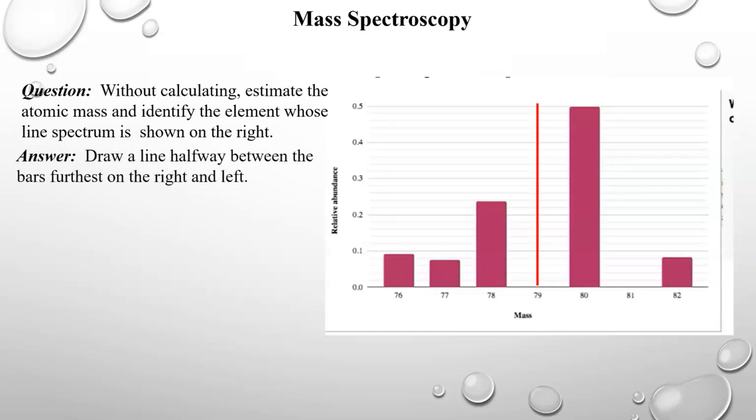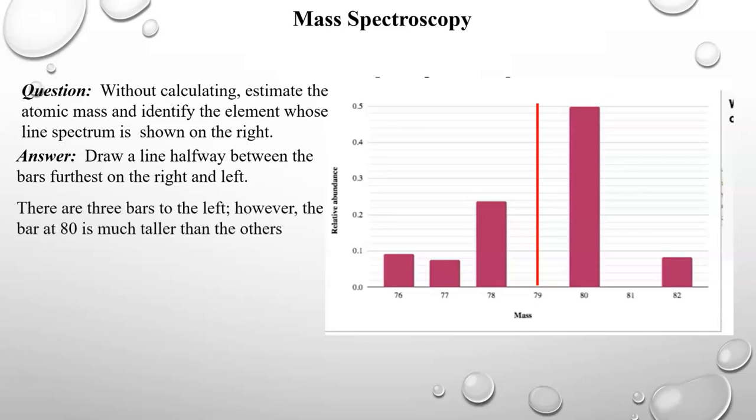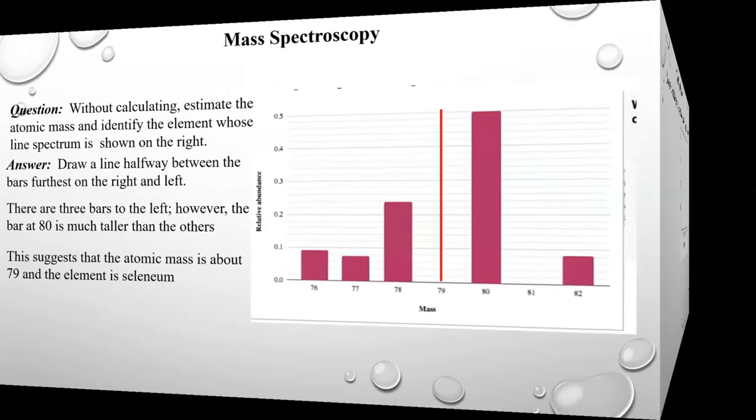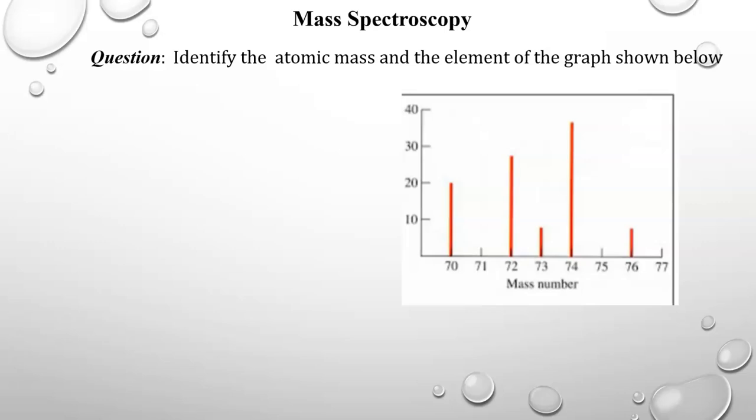Well, a first guess is draw a line halfway between the bars furthest on the right and the left. There are three bars to the left. However, the bar at 80 is much taller than the others. So you could estimate that where you drew that line is pretty close to the average of those. This suggests that the atomic mass is about 79 and the element is selenium. You would go to your periodic table, look for an element with a mass close to 79, and selenium would be the closest.